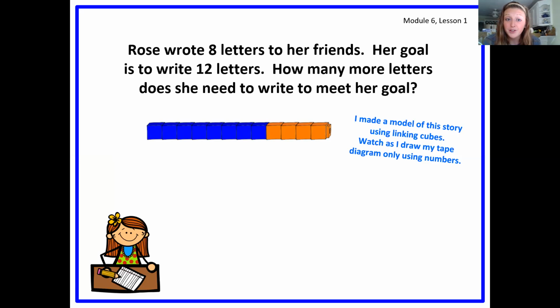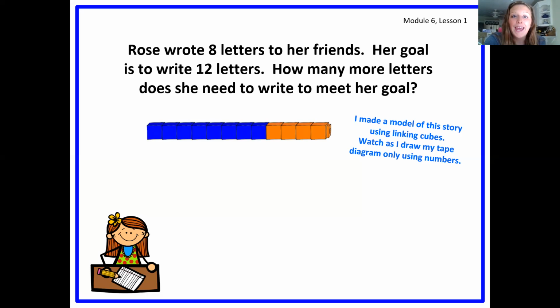So you can see there's a picture here already for us. This is a model I made of the story using Lincoln cubes. So I'm going to draw a tape diagram to match this. But first I want to go ahead and break it down so I understand what's happening. And I'm going to use my cube strategy. So I know I need to circle. The first letter is C. Circle my numbers. So one of my first important numbers that I have here, I know the first one, 8.